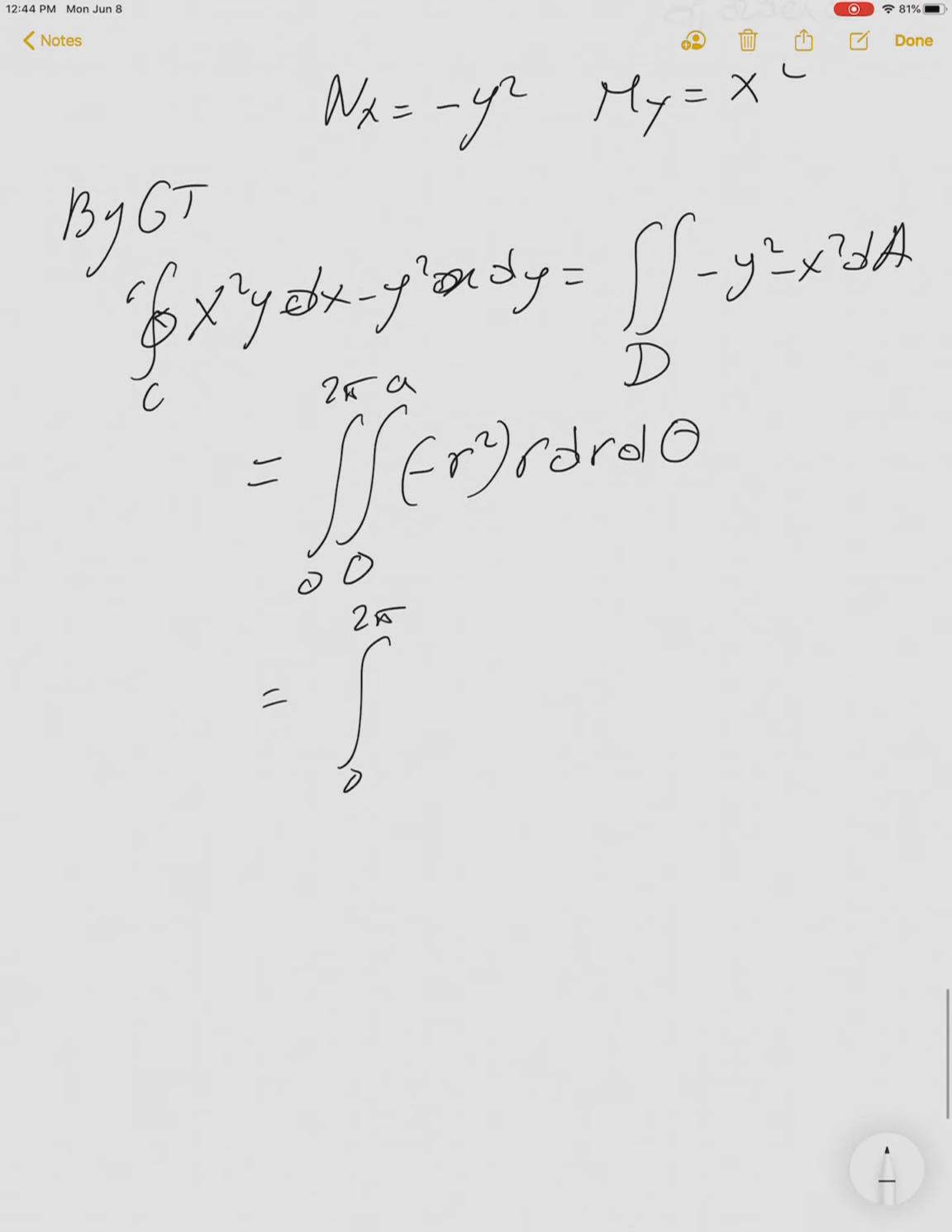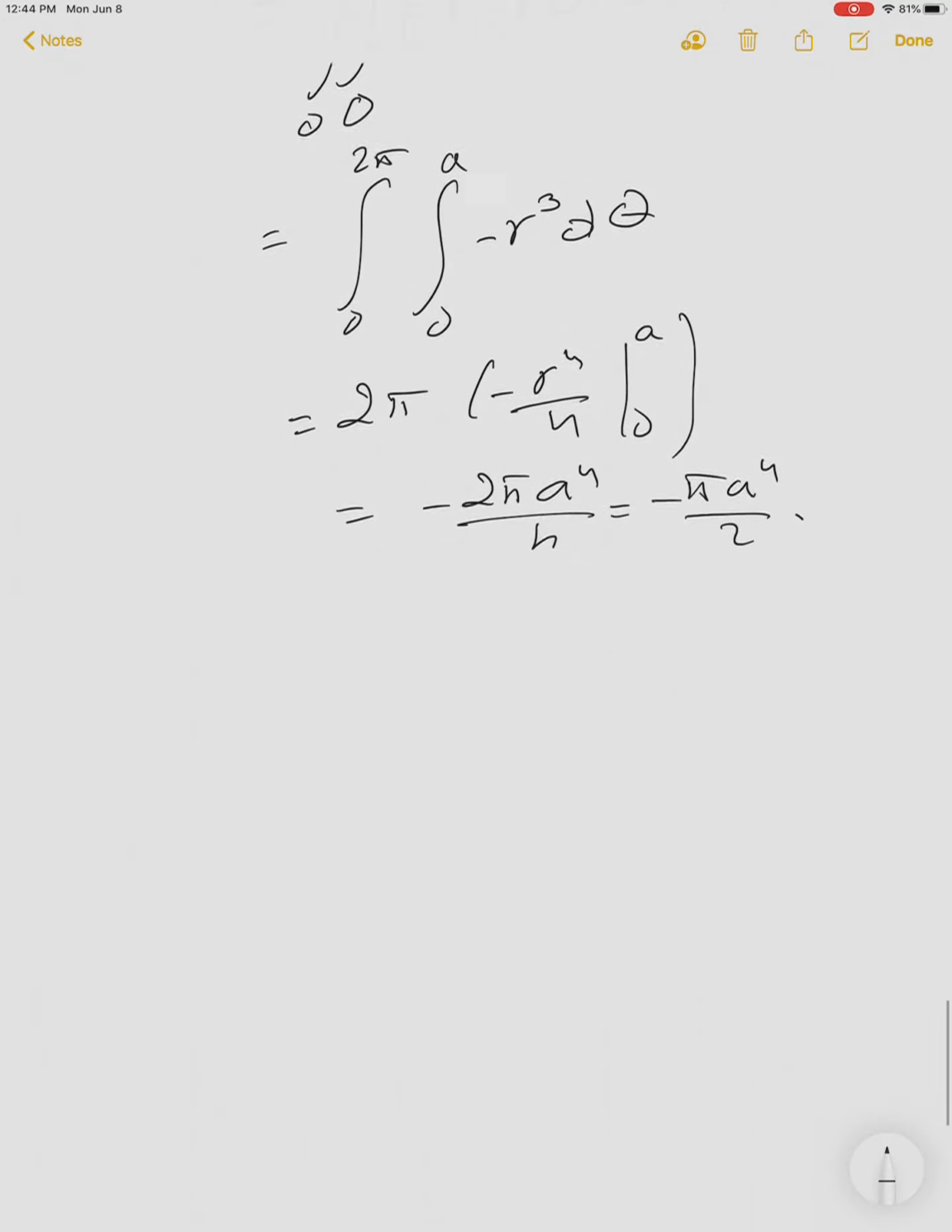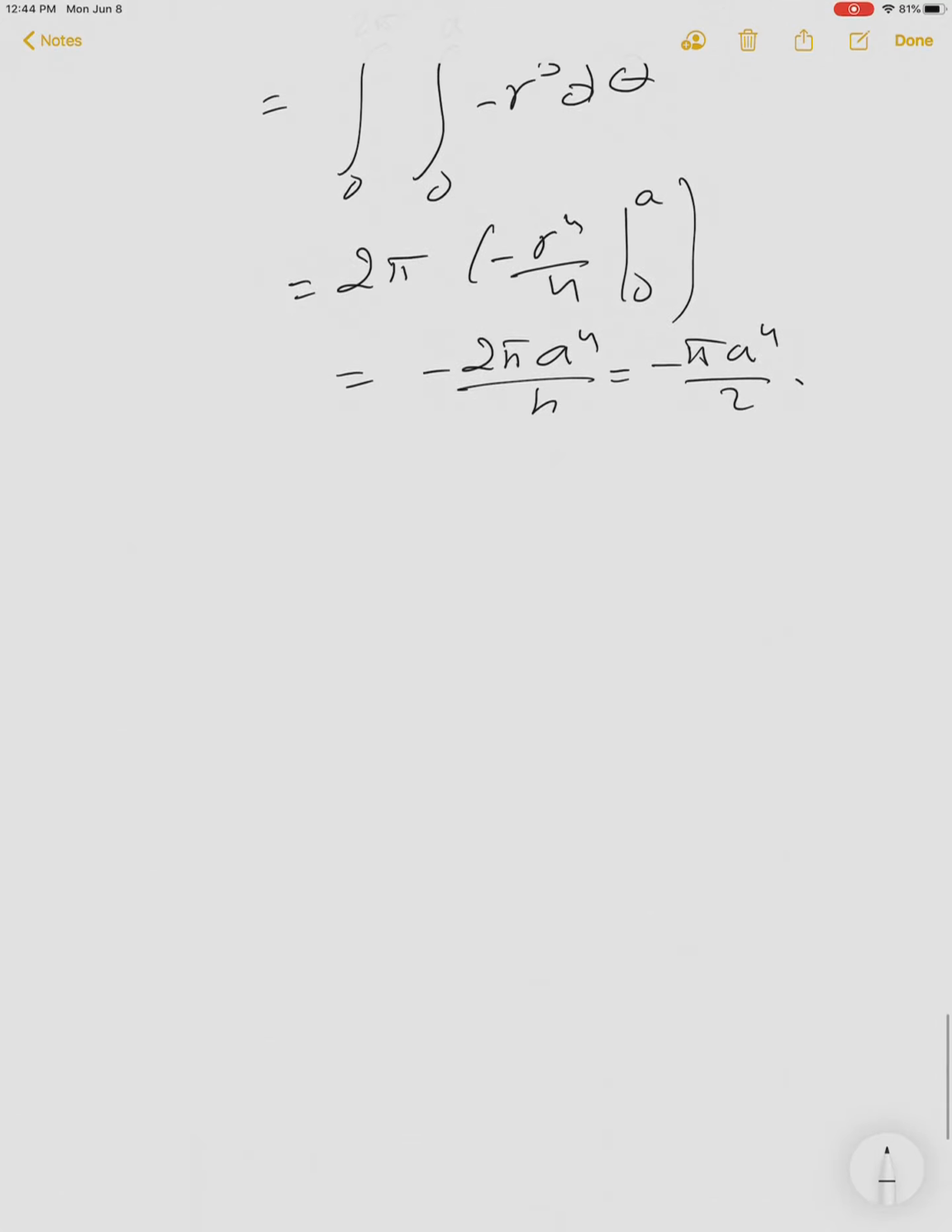So this will be the integral from 0 to 2 pi, integral from 0 to a of minus r cubed dr d theta. And this is equal to 2 pi times minus r to the fourth over 4 between 0 and a. And this is equal to minus 2 pi a to the fourth over 4, which is equal to minus pi a to the fourth over 2. And these are the two examples that I used to do in class.